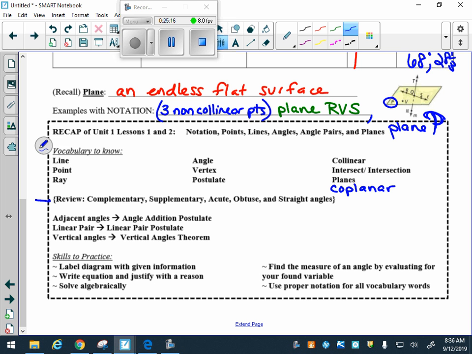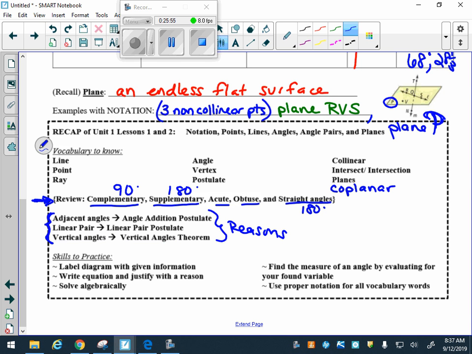Don't forget that you were supposed to already come into this class knowing these words, and actually you need these for your homework tonight. What does complementary mean? Adds to 90, supplementary adds to 180. Acute is less than 90, obtuse is greater than 90, straight equals 180. These are the 3 reasons that we learned. And these are the things they go with, right?